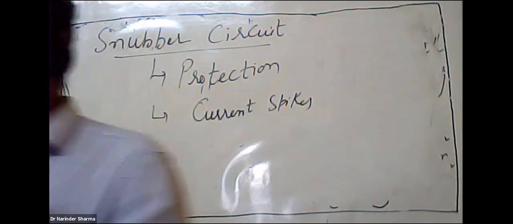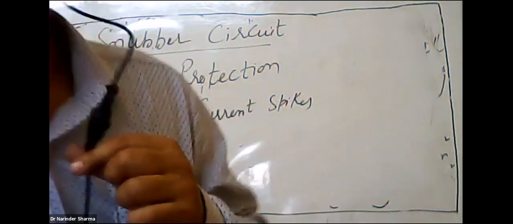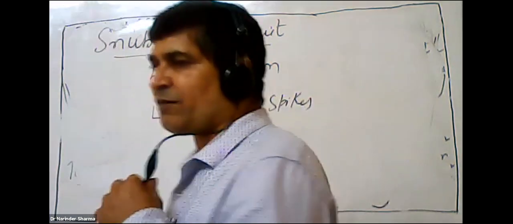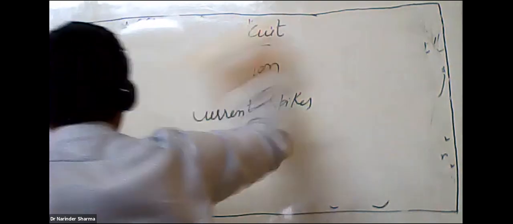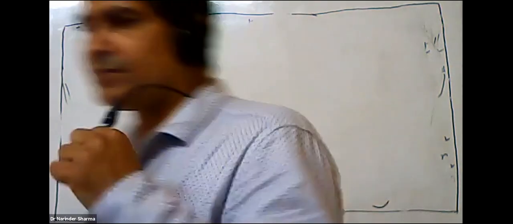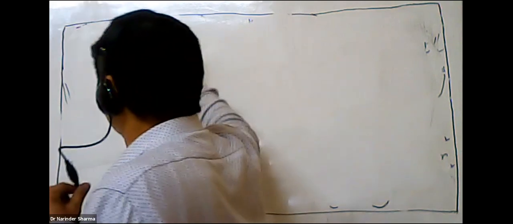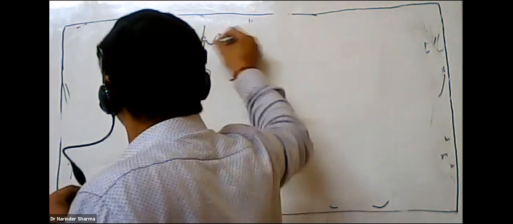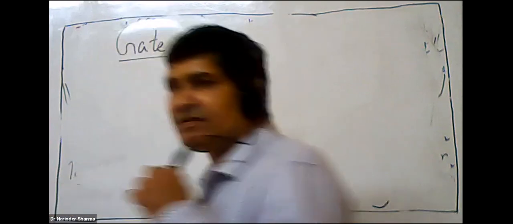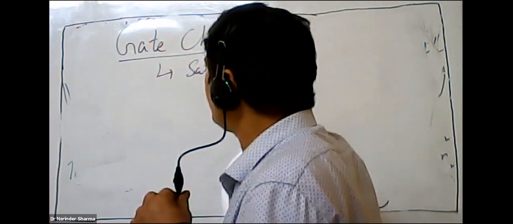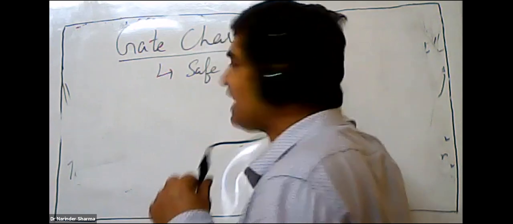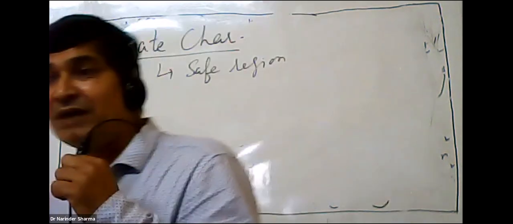Gate characteristics of SCR. Gate characteristics give an idea to operate in the safe region. Safe region means SCR will not get burnt.